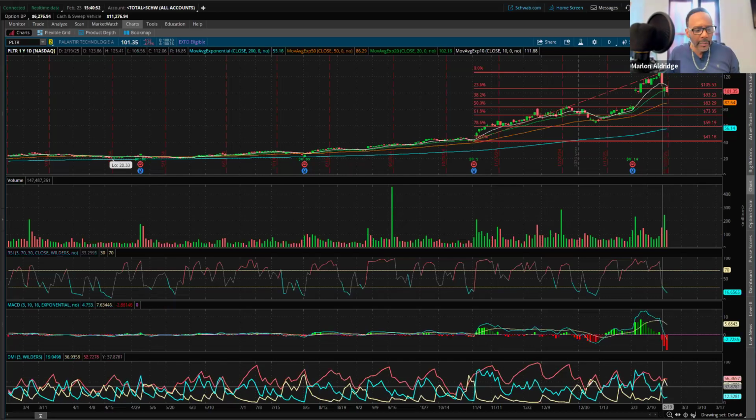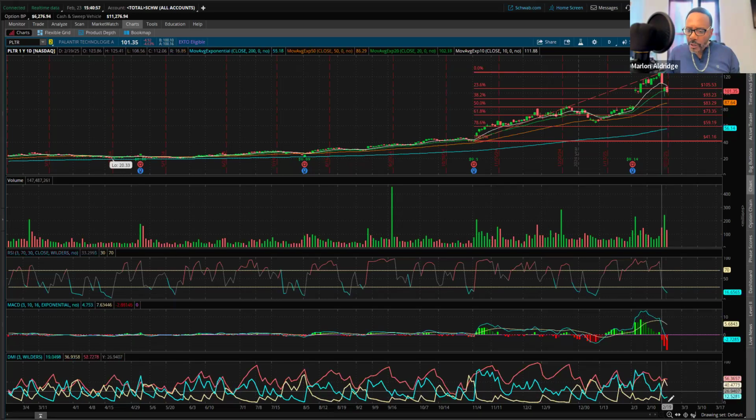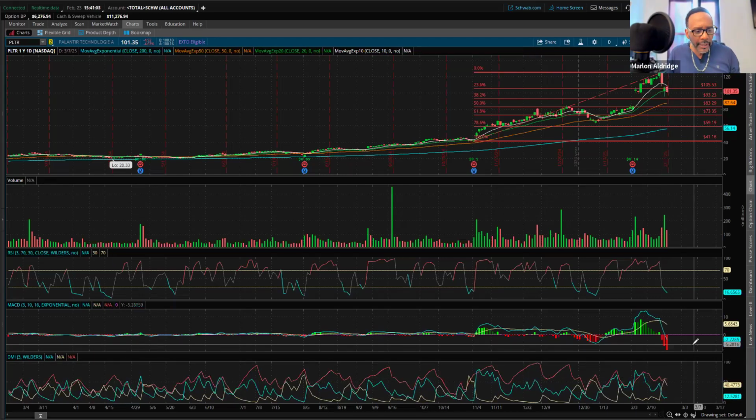If I look at my directional moving indicator, the yellow line is above the blue line. That means it's in a downward trend. And I can see that my red line, which is the strength of the trend, is definitely over 20. It's over 50. So that's a very strong trend in a negative direction.